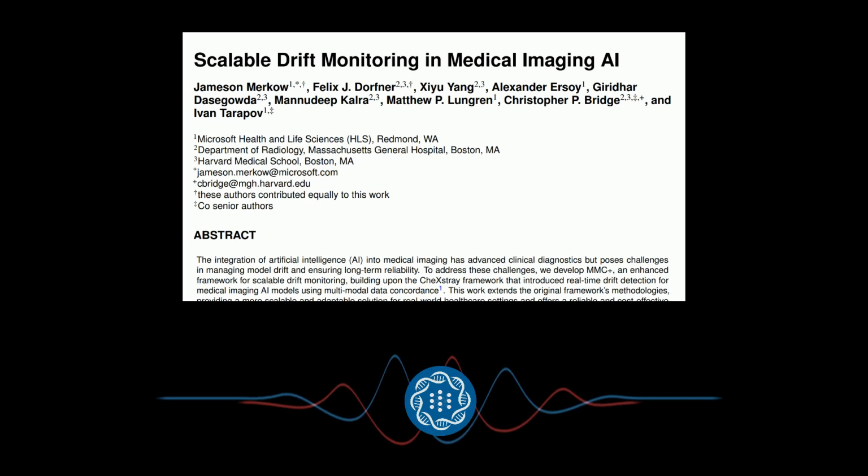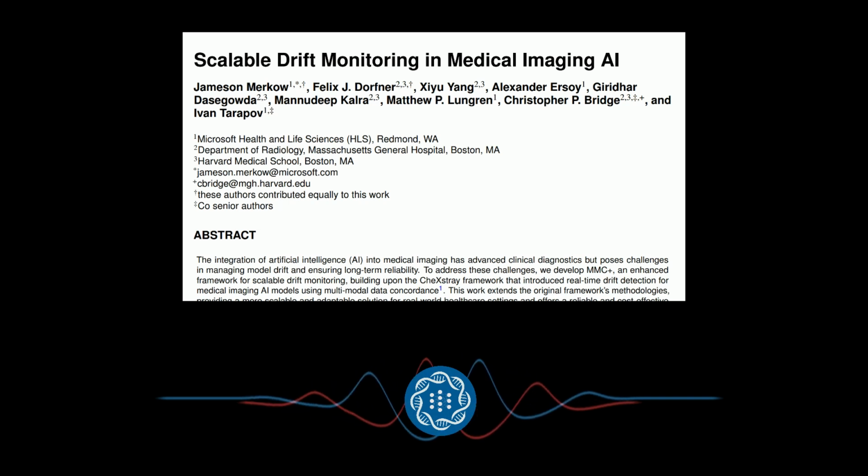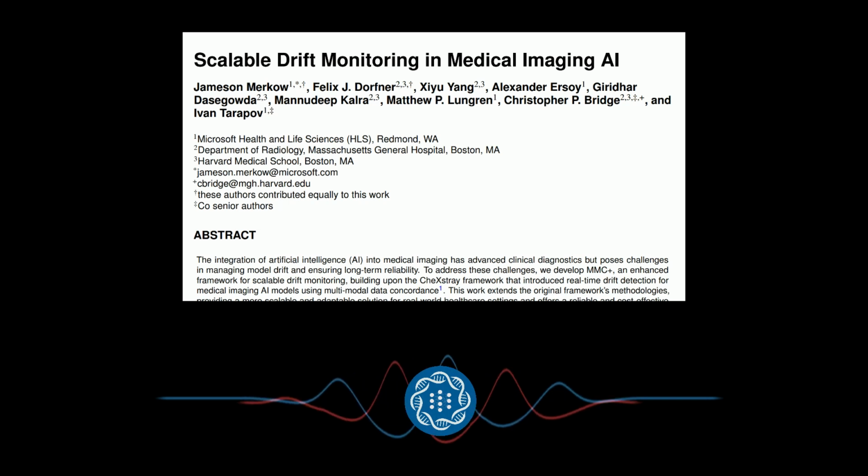And today, we're diving into the world of AI, specifically in medical imaging. Exciting stuff. It really is. We're talking about how to catch potential problems with AI that analyzes X-rays and CT scans, ideally before they become an issue for patients. Absolutely. That's the goal. We got some really interesting excerpts from a research paper. Let's see, it's titled Scalable Drift Monitoring in Medical Imaging AI.